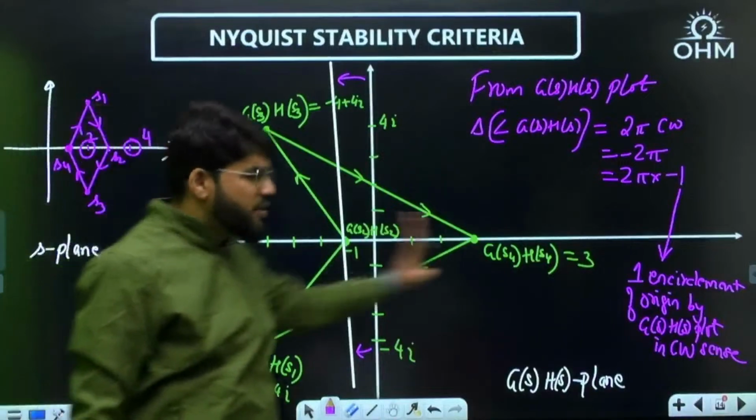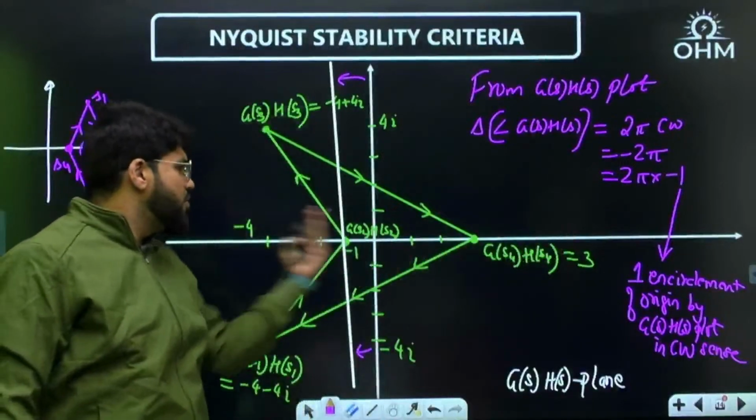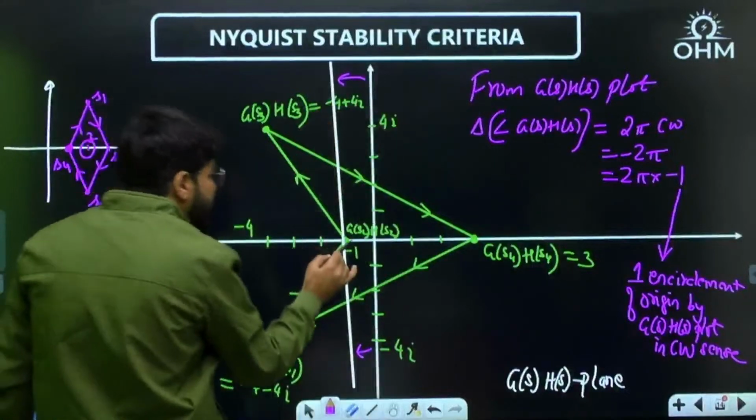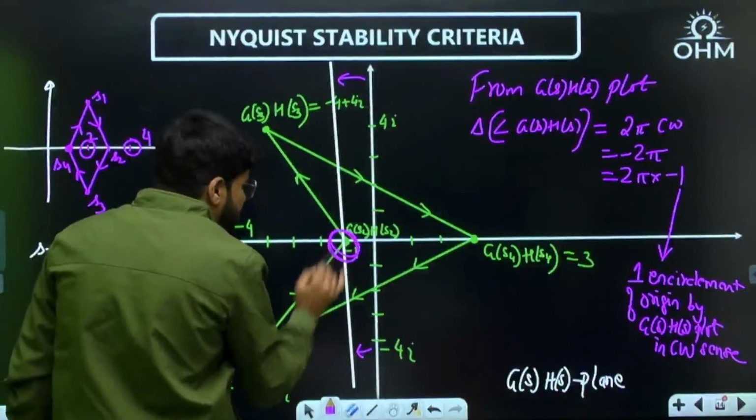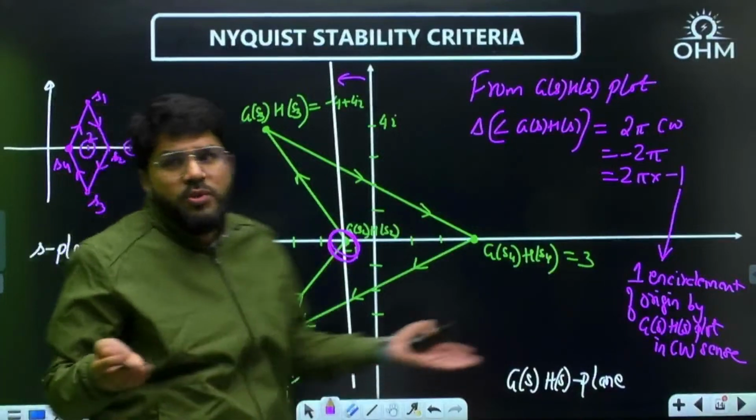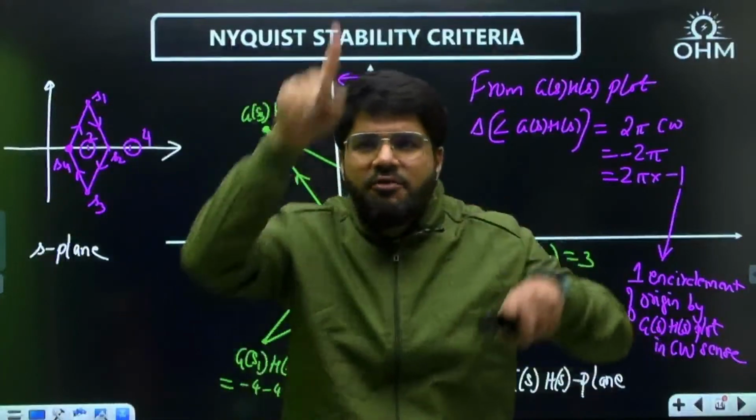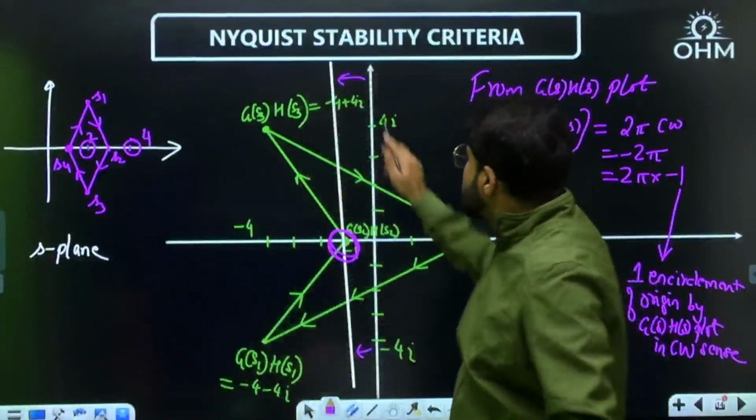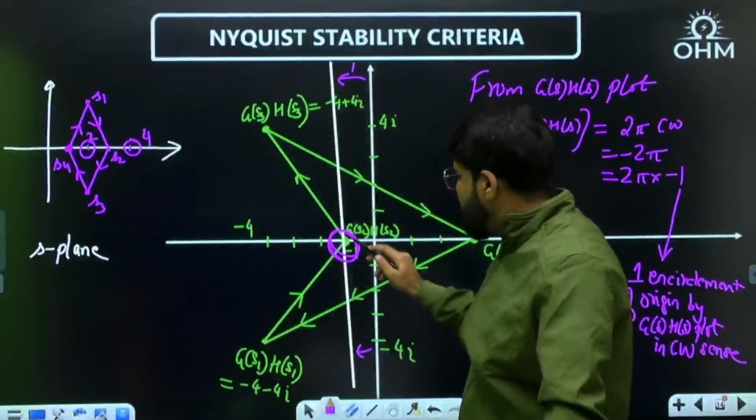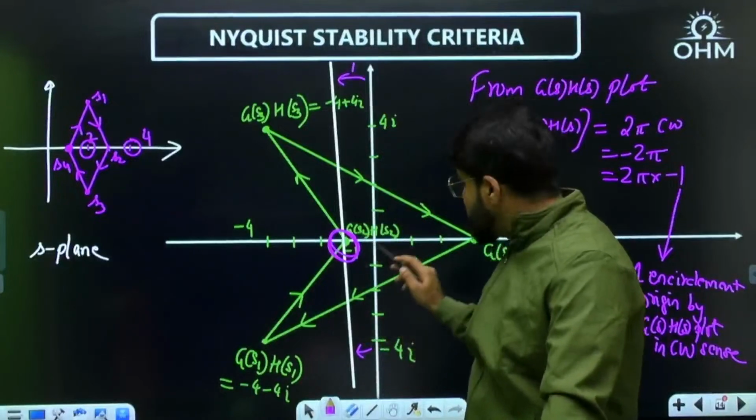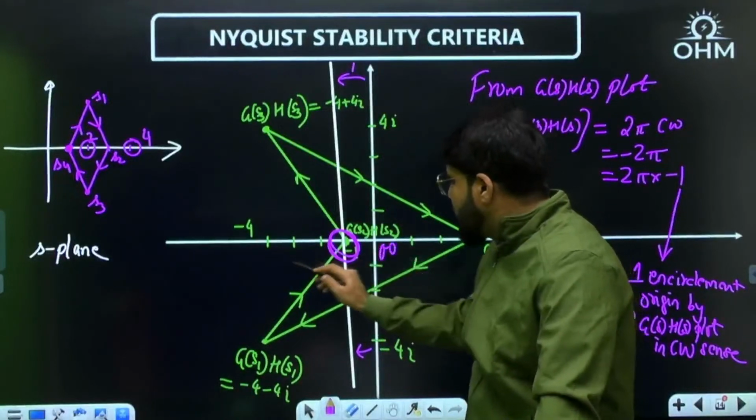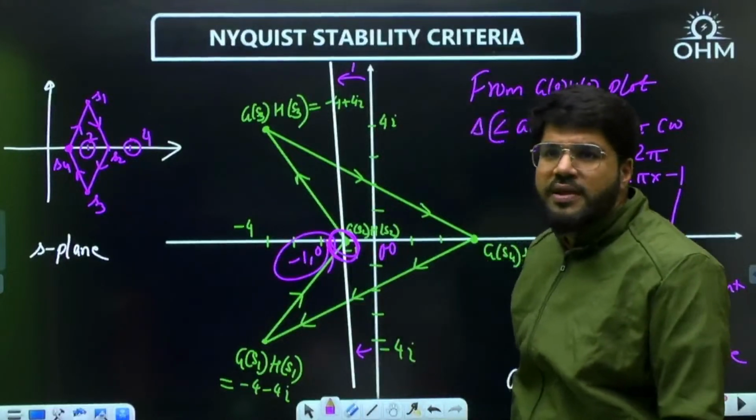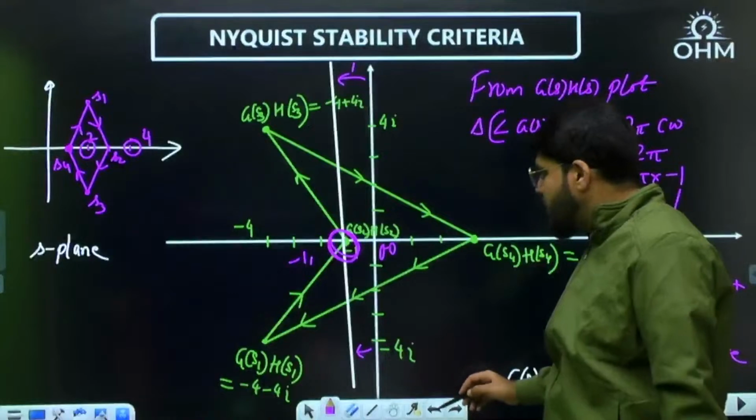Either you shift the plot to the right or bring the imaginary axis to the left. If you bring the imaginary axis 1 unit left, this becomes your new origin. What is the origin of any coordinate axis? The intersection of the x and y axis. Since you are shifting it 1 unit left, the origin which is supposed to be 0, 0 will now become minus 1, 0.